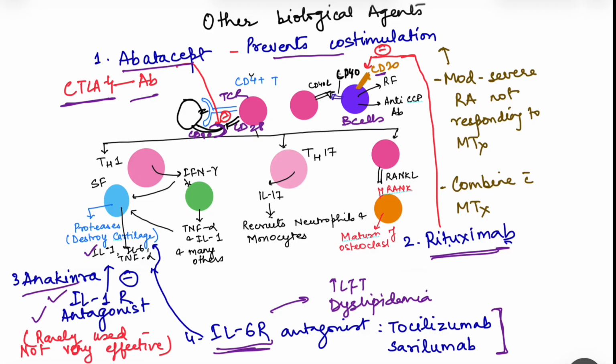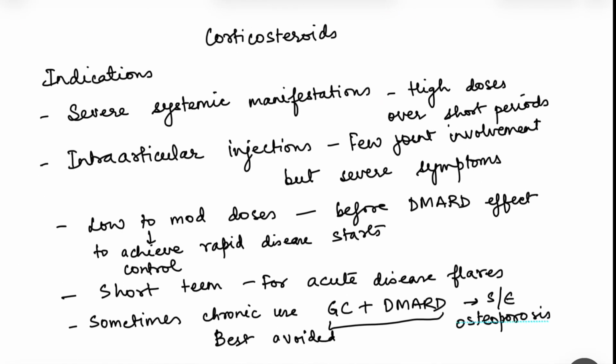Moving on to the last drug, that is the corticosteroids. Now these corticosteroids are not recommended for chronic use. However, there are certain indications for which they can be used. One, severe systemic manifestations. In that case, high doses are given for short periods for controlling the disease. Second, intra-articular injections. If a few joints are involved but there are severe symptoms, then directly into those joints, triamcinolone injections can be given.